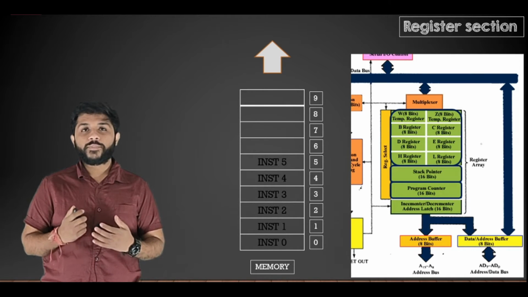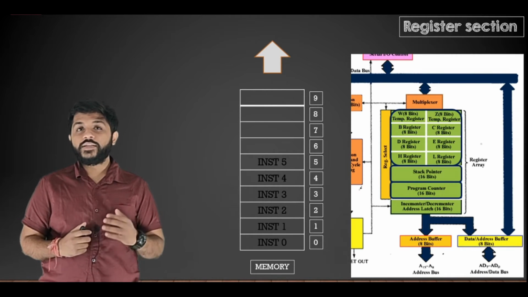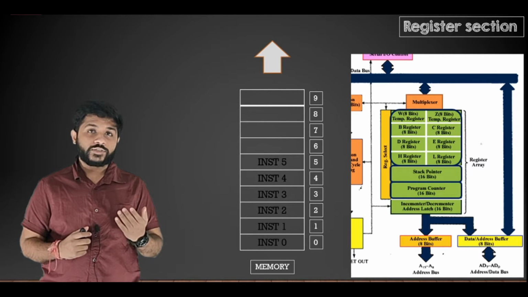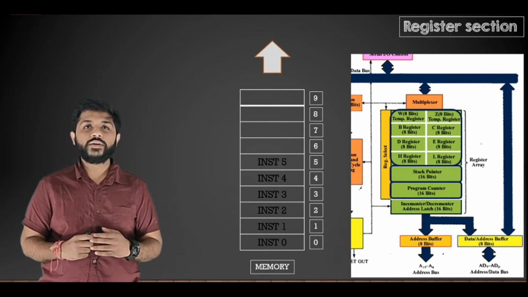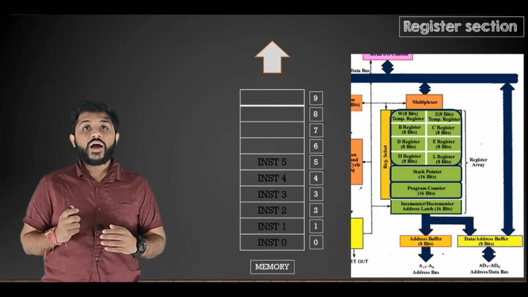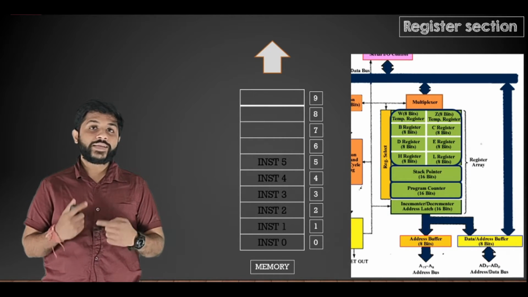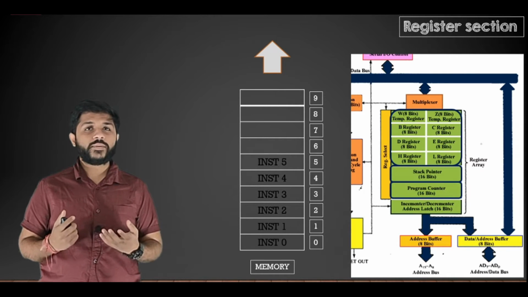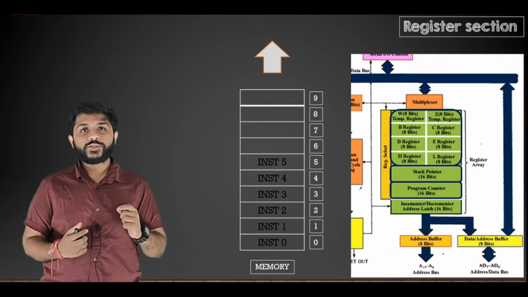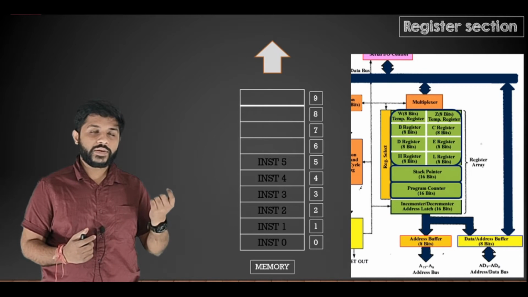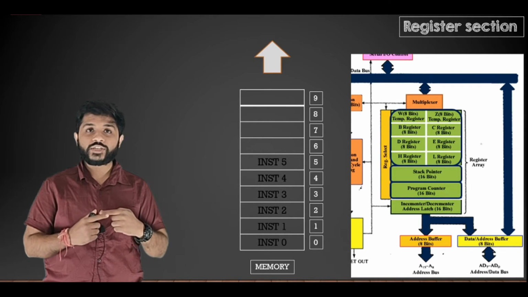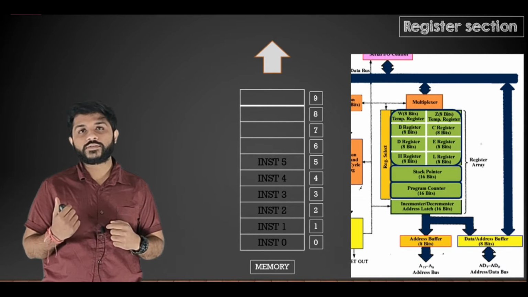Right now the program that we have created is of 6 instructions. So these all instructions are stored in the memory. After the instructions are stored in the memory, the processor will start doing its task. Now what is the task of the processor? The processor will fetch the instruction from the memory, it will decode the instruction, and it will execute the instruction.